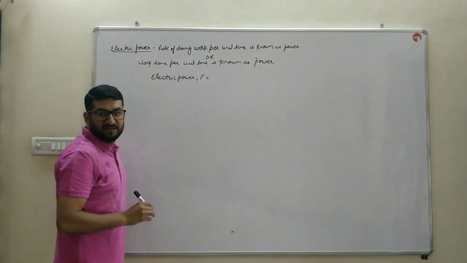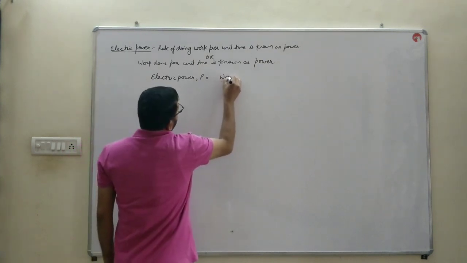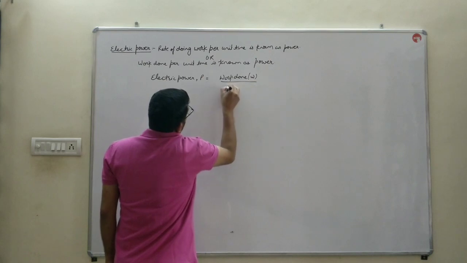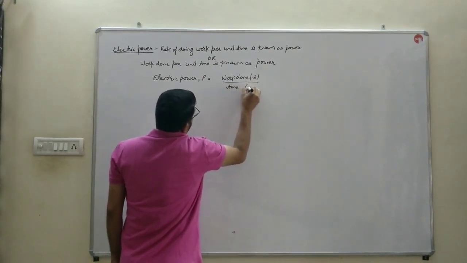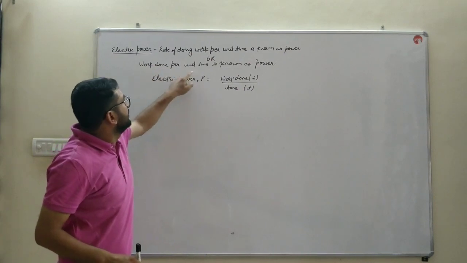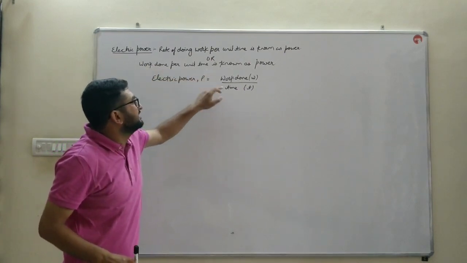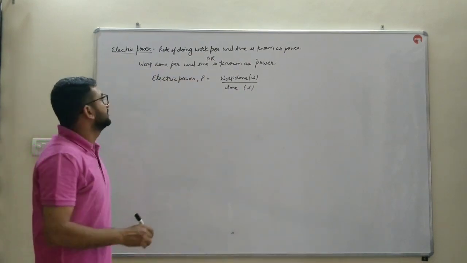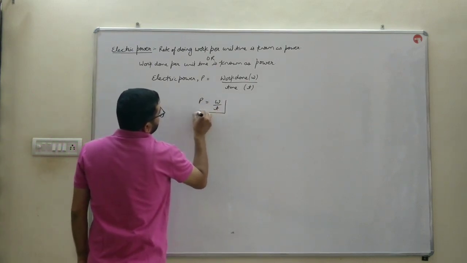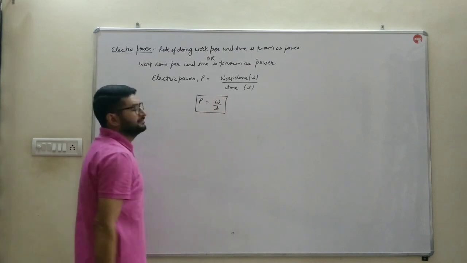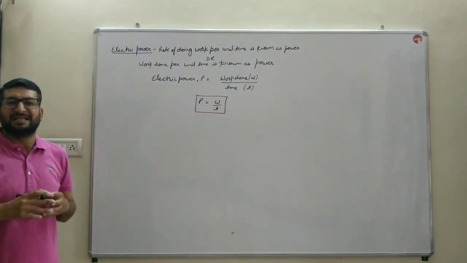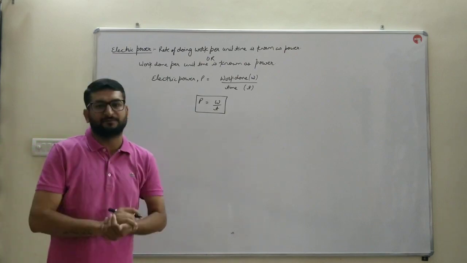So mathematically, electric power, represented by P, is equal to work done upon time taken. As the definition says, work done per unit time, that means work done divided by time, is known as power. So power is equal to W upon T, that is work upon time. That is the first formula of power.